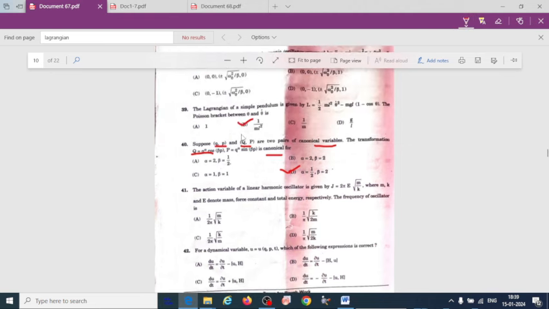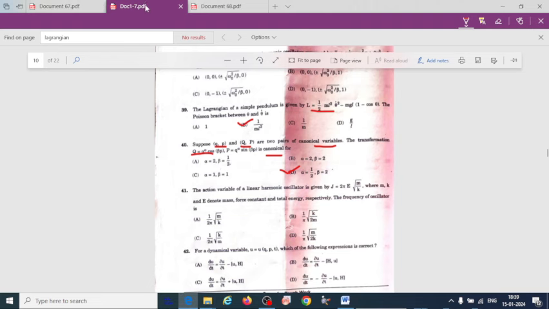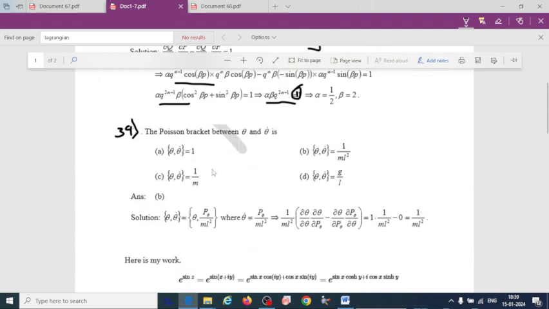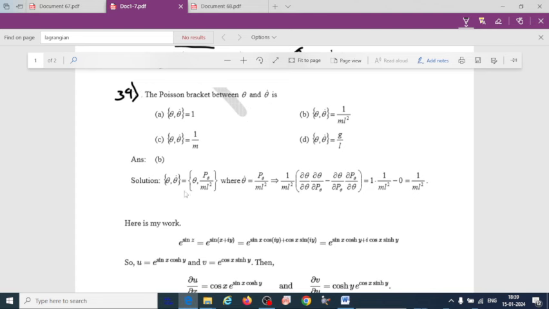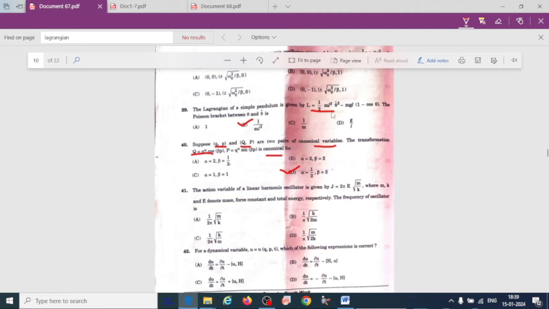Okay, the next question: the Lagrangian of a simple pendulum is given by L equal to half ml square theta dot square minus mgl into 1 minus cos theta. The Poisson bracket between theta and theta dot is. So it is also a Poisson bracket. We should take theta and theta dot. Here we substitute the value of theta and theta dot from the given Lagrangian.